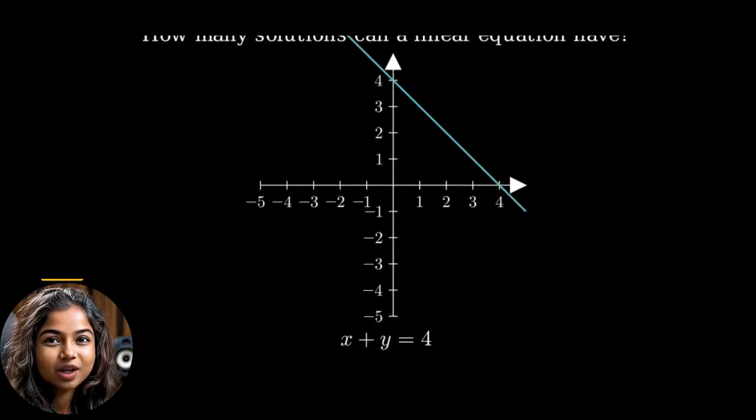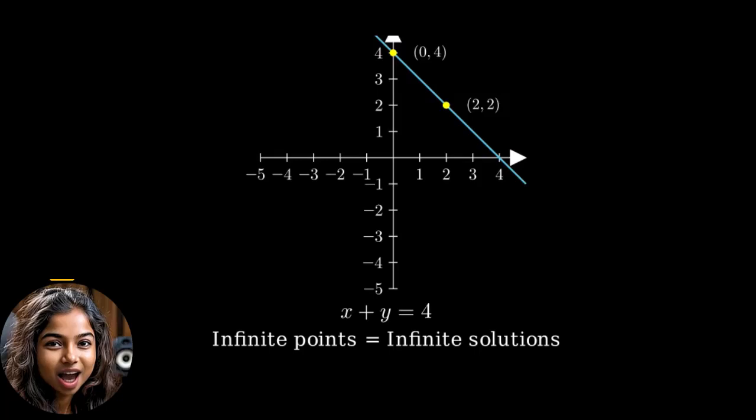When we graph this, we get a straight line. Any point on this line is a solution to the equation. For example, if x is 0, y would be 4. If x is 2, y would be 2. And so on. In fact, there are infinitely many points on this line, which means there are infinitely many solutions. However, this is not what the question is asking.